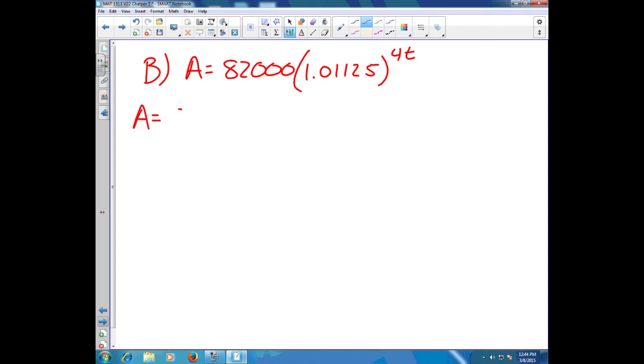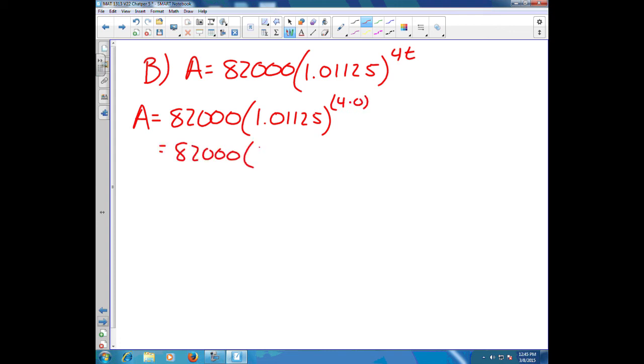And now the future amount when t equals 0, we're going to get 4 times 0. Well, that's 82,000 times 1.01125 to the 0 power. Anything raised to the 0 power is just 1. And so we're left with 82,000. And that should make sense. When t equals 0, we just invested the money. And when you just invest the money, you should have $82,000. That's what you started with.